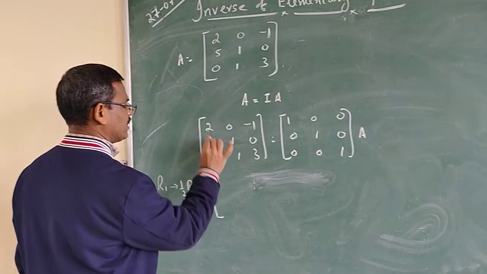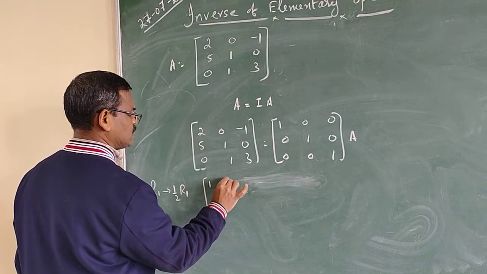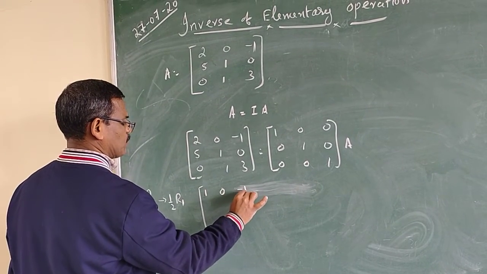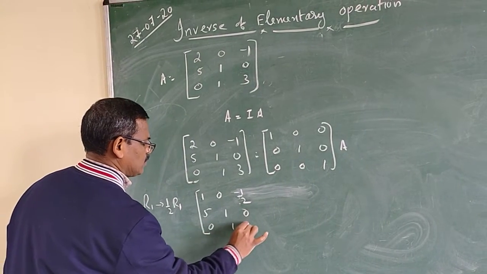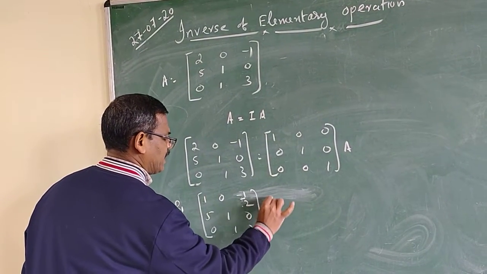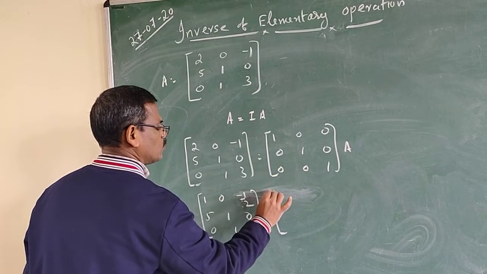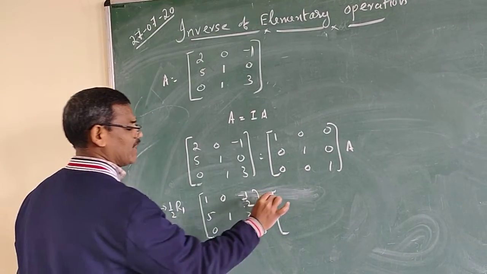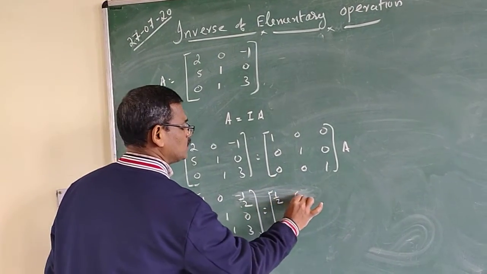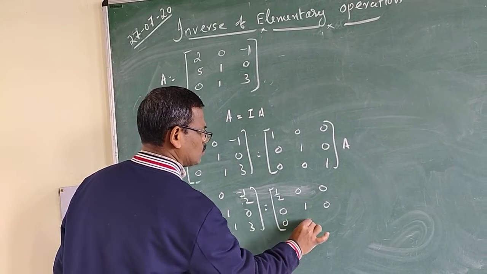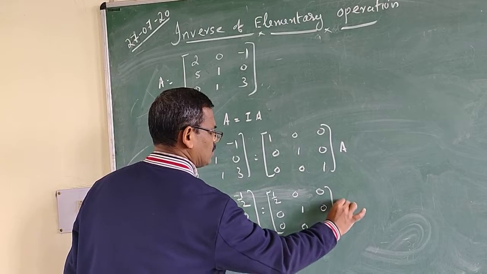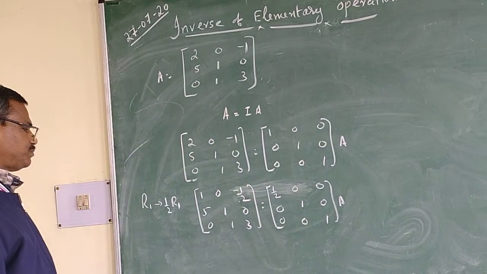So what will we get here? 1 0 by 2, minus 1 by 2, and the other one is 1. When you apply here, that should be applied here also. So you are multiplying the first row by half. So 1 by 2 0 0, 0 1 0, 0 0. Okay. So one step is over.